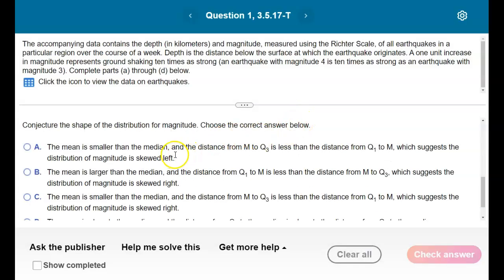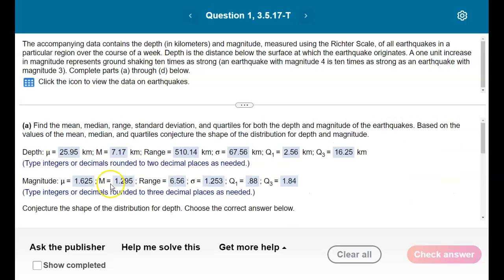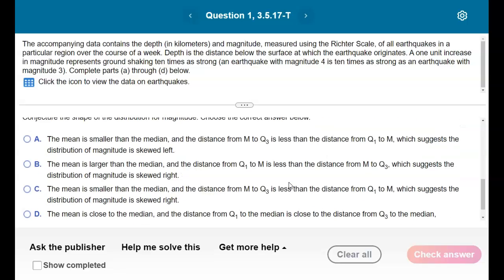And then the next question asks us something similar, but about the distribution for magnitude. So if I compare mean and median for the magnitude, these values right here, notice that the mean is larger than the median, but it is not larger than Q3. So let's just keep that in mind when we're looking at our choices. So the mean is larger than the median. We could say that's true.